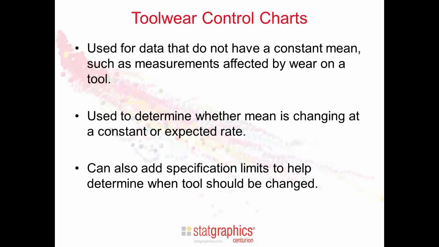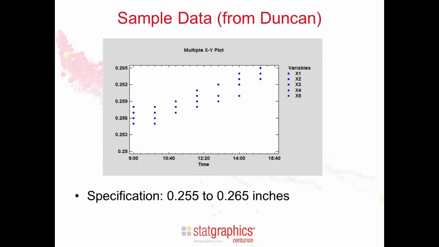Now, I've taken a sample of data from the very well-known book by Duncan on industrial statistics. In this particular case, they were using a tool to produce a part.